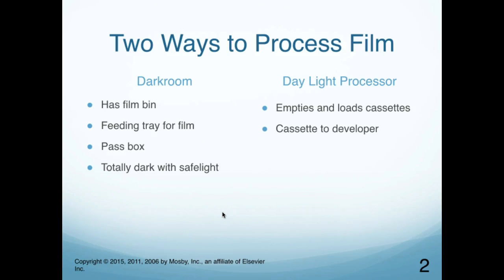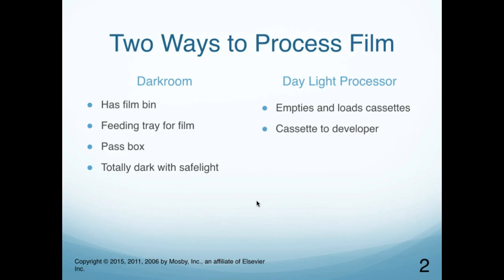We have a feeding tray for the film. That's on the processor itself. We put the film down on the feeding tray, and it eats it up and exposes it and develops it and shoots it out the other side. There's a pass box that the cassettes are put into, and then totally dark with Safelights. So it's really dark in there. Typically a red Safelight that only emits the red frequency, so it will not expose those films.